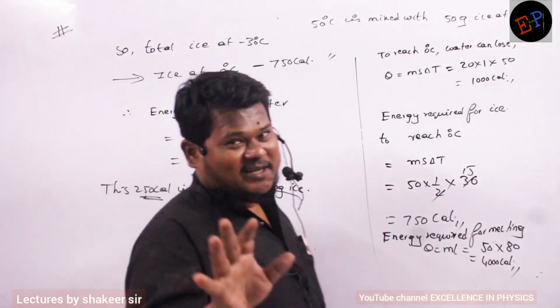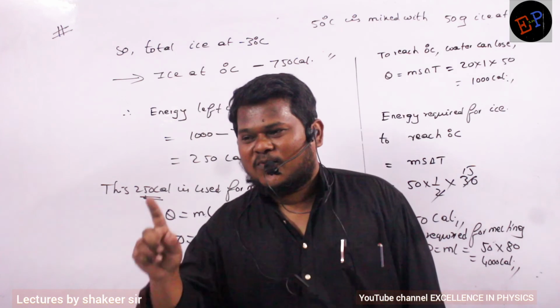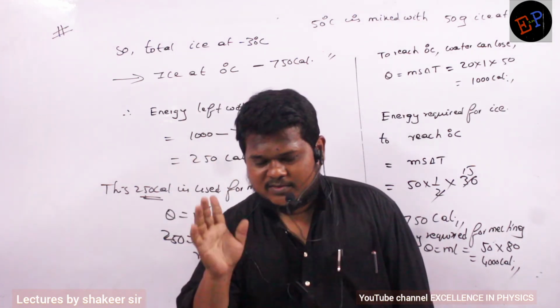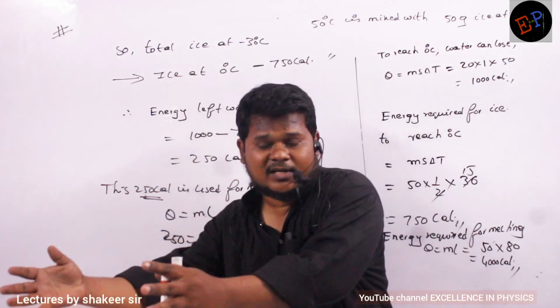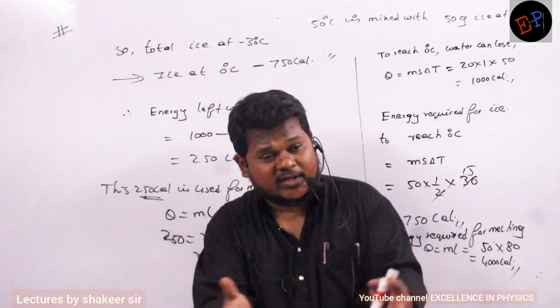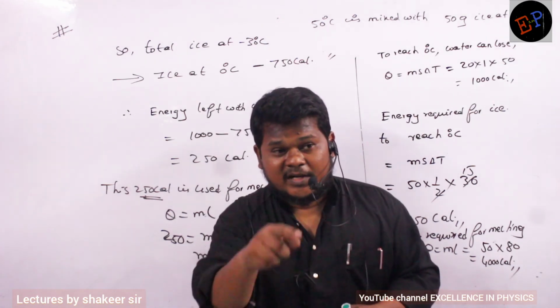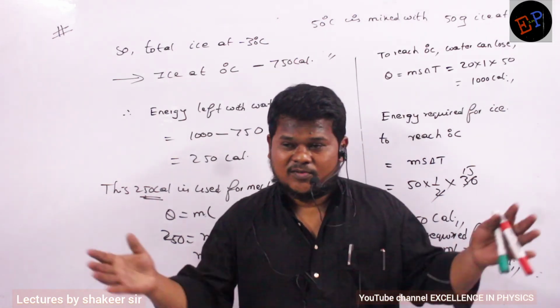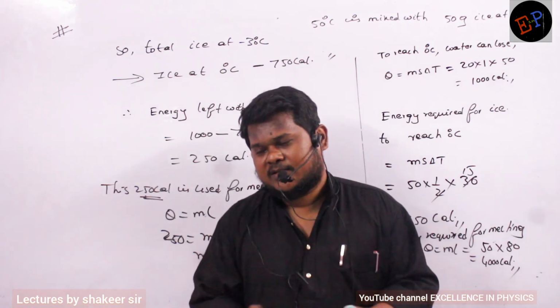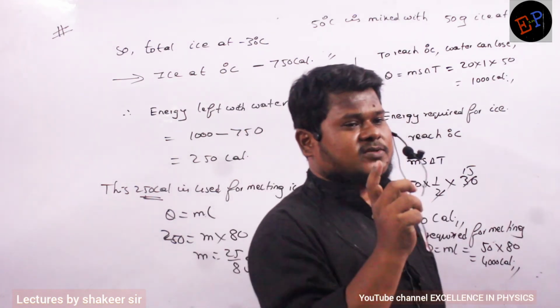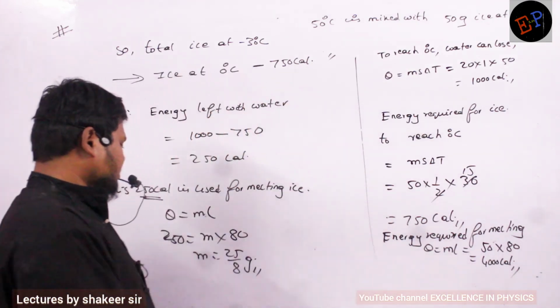So what are the 3 final products I have? Water reached from 50 to 0. So temperature of water 0. Total ice converted from minus 30 to 0. So temperature of ice 0. Some ice melted, no? Even after melting, what is its temperature? 0. So what is the temperature of total mixture? That is my answer. Understood? So temperature of total mixture remains at 0 only. That is my final answer.